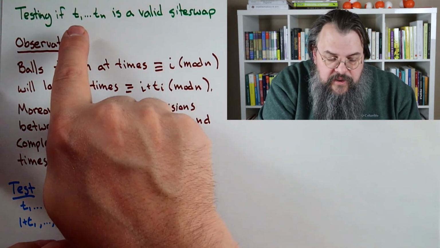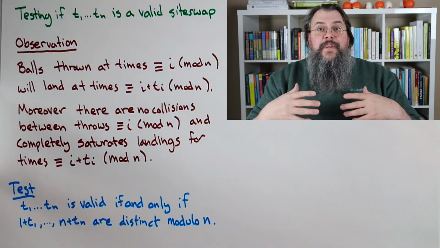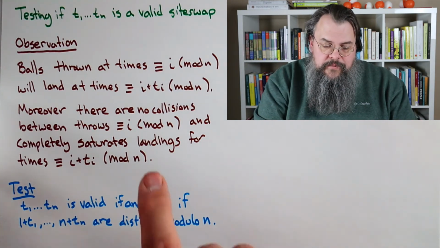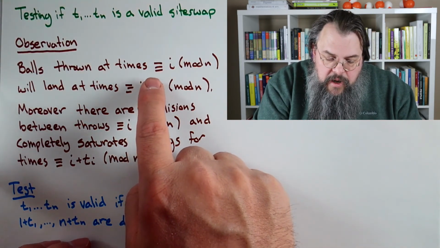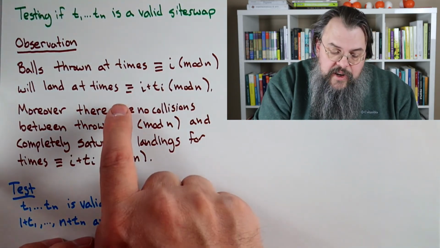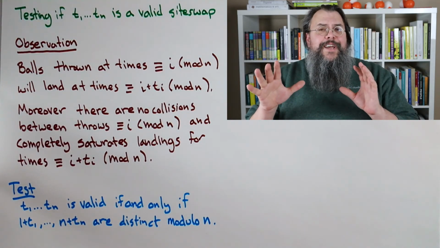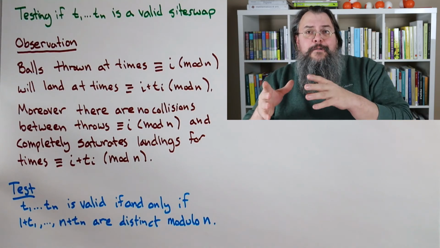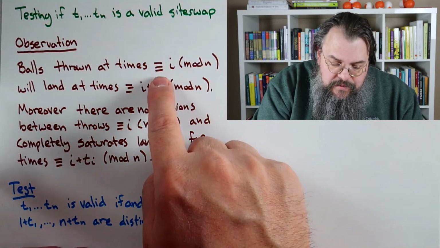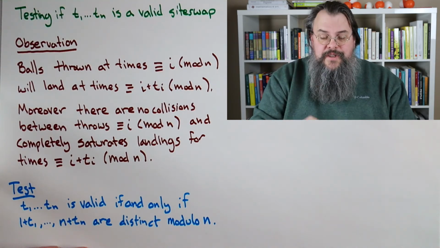So we have our throws. That's our siteswap, t_1 through t_n. Well, it's a potential siteswap, right? We should think of siteswap as things which actually can be juggled. So what do we have? Well, we can say that the balls that are thrown at times congruent to i mod n will land at times congruent to i plus t sub i mod n. Now, you might say, wait a second, we just said that, right? i and i plus t sub i. What's new? Well, this equivalence, or congruence. By the way, congruence is another way of saying equivalent modulo n.